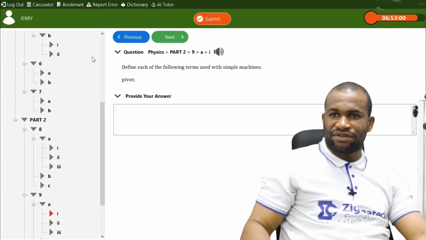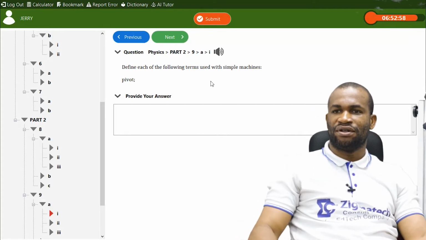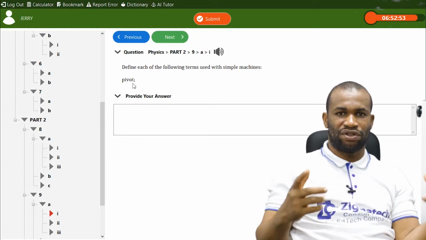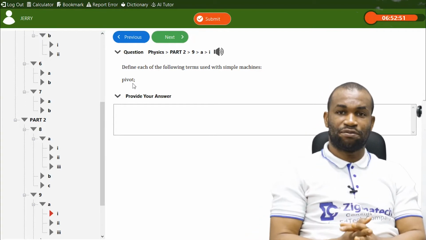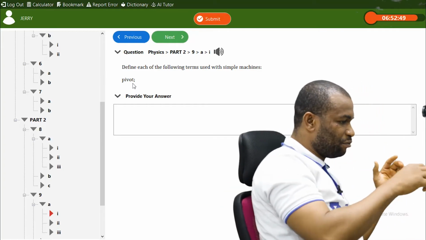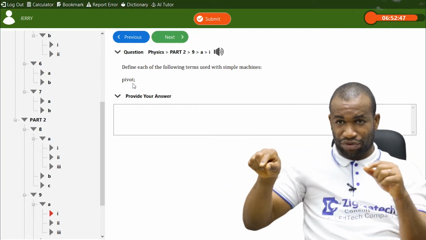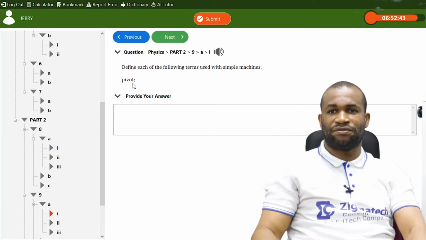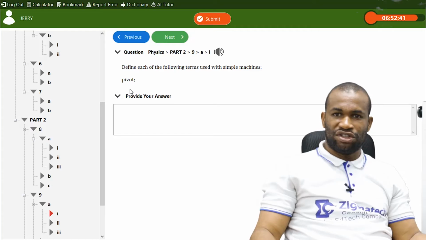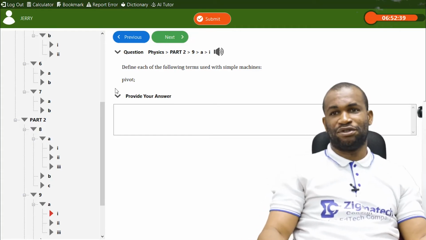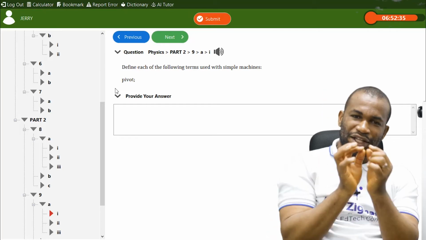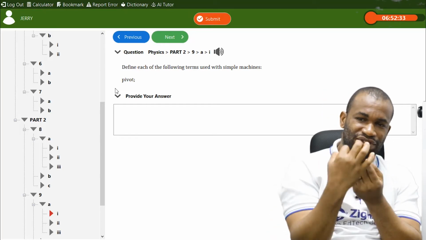Define each of the following terms used by the simple machine. Pivot. Pivot is just the point of turning. Like I'm turning right now, the point about which I am turning is called the pivot, or the fulcrum. The point through which anything turns is called the pivot.